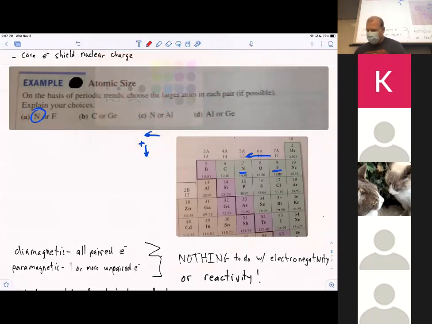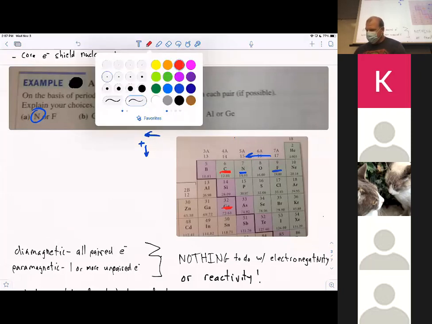Okay. So carbon or germanium. Germanium is lower. So germanium is further down than carbon. Therefore, it's a positive direction. So germanium is the larger atom. Questions with this one? And I'm using red ink for that.